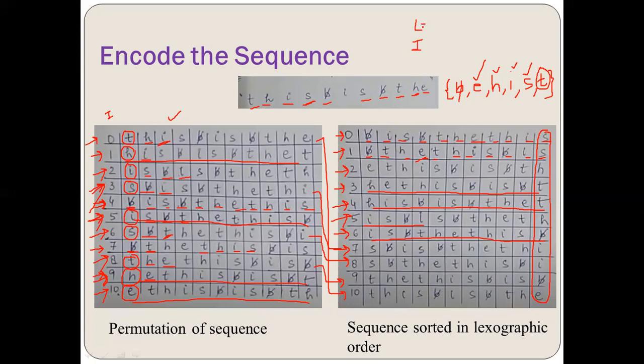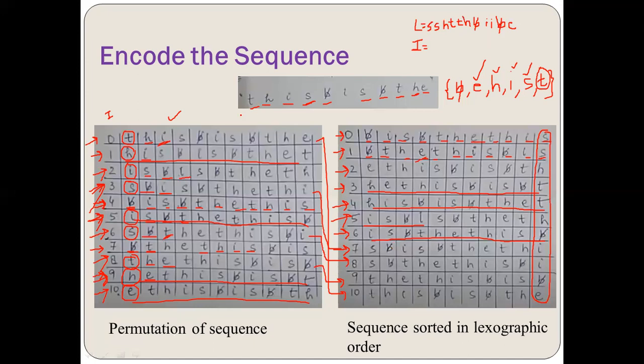S, S, H, T, T, H, B bar, then I, then again I, then B bar, and then I have E, right? So this is the last symbol. And what is the index? Just check the particular index in which I get the original form of the sequence.